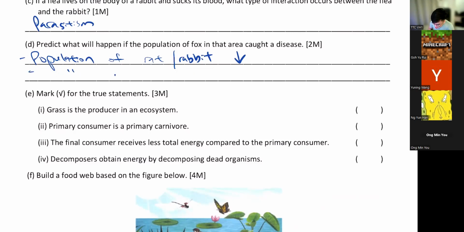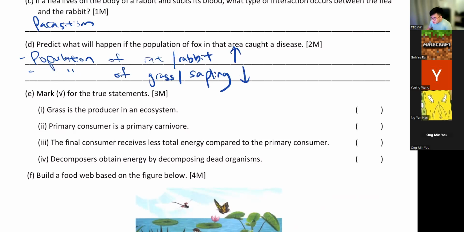Right. So the population of your grass and your what is it again? Sapling, yes. Okay, your population of grass and sapling will, sorry, what did I write? Decrease. Okay, it's increase here. So grass and sapling will decrease.